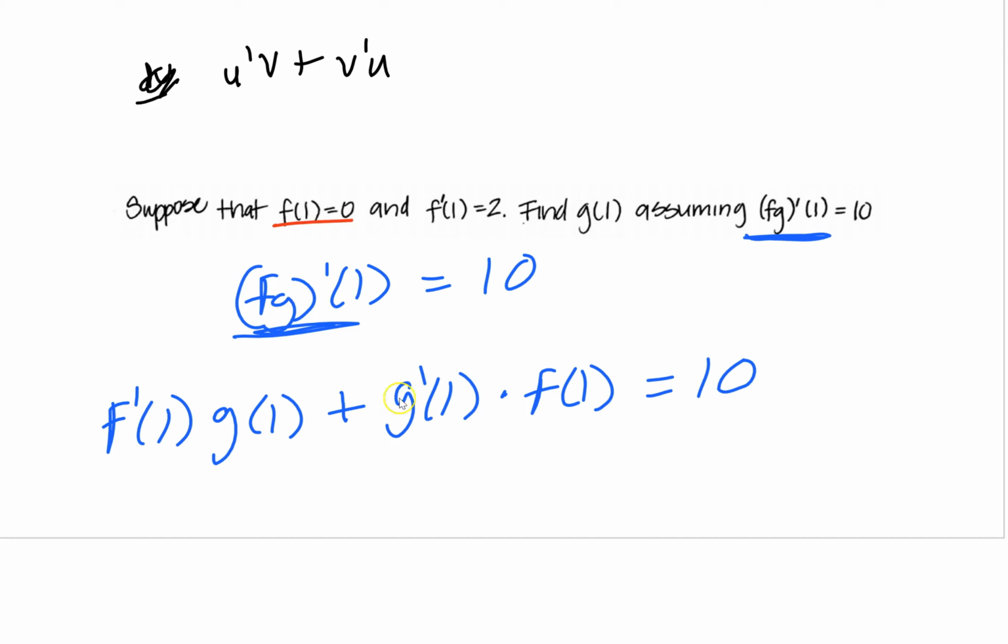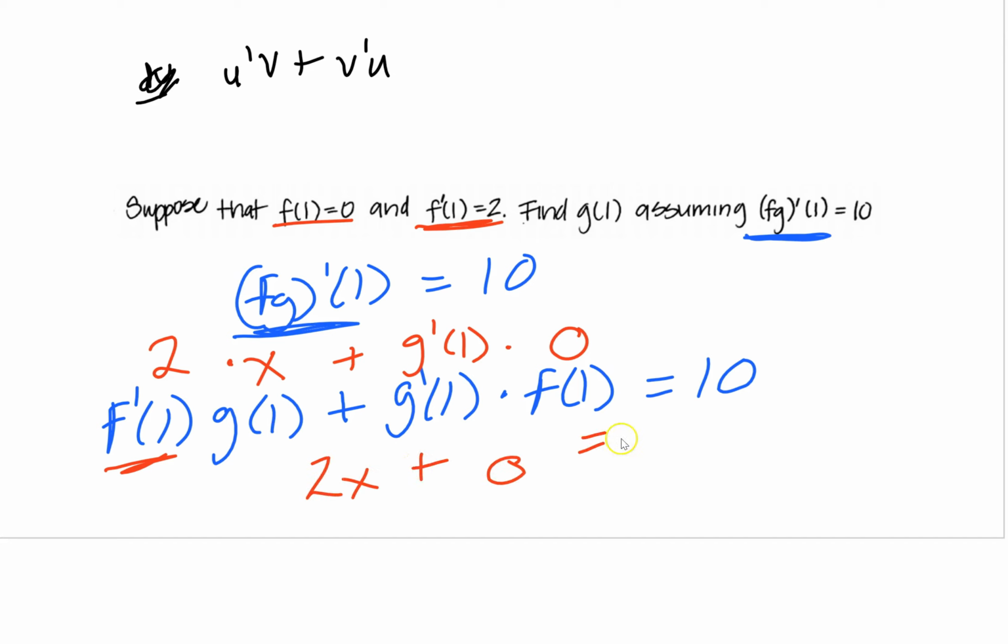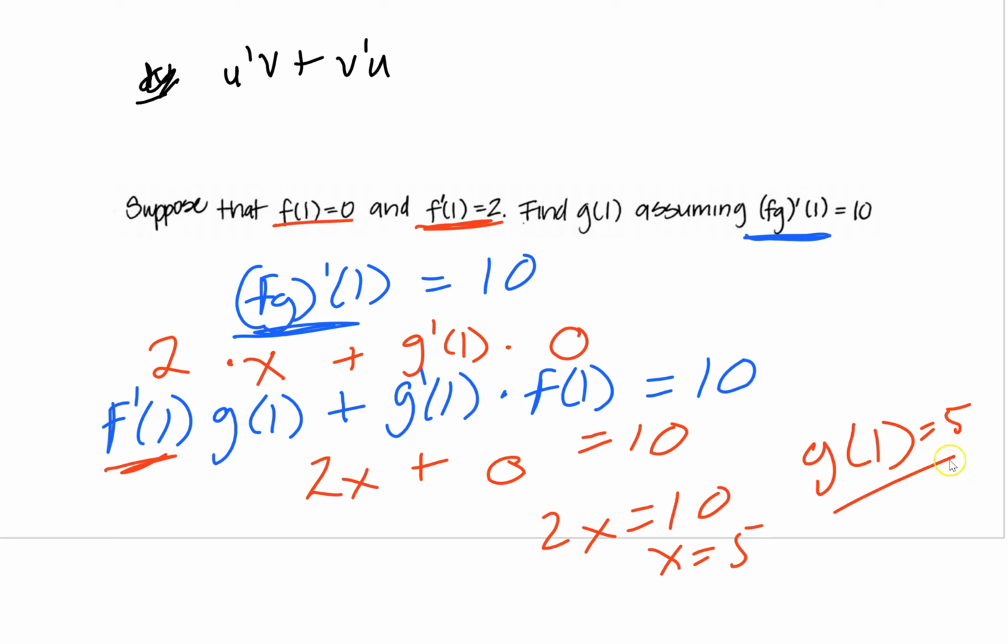Now they tell me f of 1 is 0. So right here, this is 0. f prime of 1 is 2. So right here, that's 2. And then I want to find g(1), just like my x. Let's put an x here because I'm looking for that. I have no idea what this is. This is still g prime of 1. I have no idea what that is, but I know if you multiply it by 0, it's going to go away. So this is just 2x, or 2 times g(1) equals 10. So 2x equals 10. So x equals 5. So g of 1 equals 5.